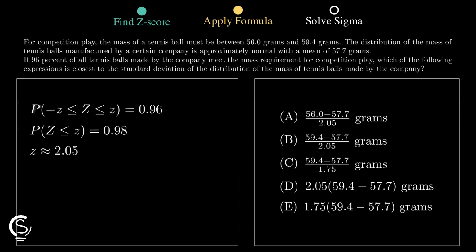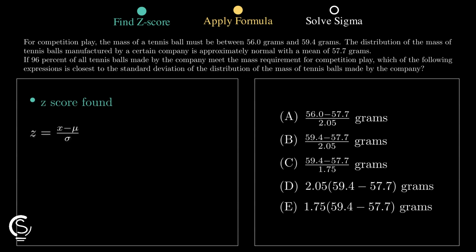Now apply the standard z-score formula using the upper bound of 59.4, the mean of 57.7, and our calculated z-score. Watch this setup. It is perfect.